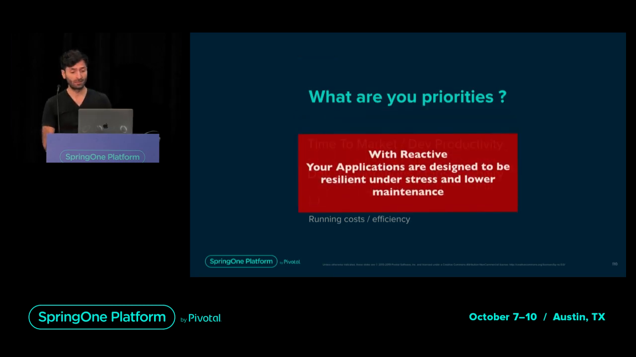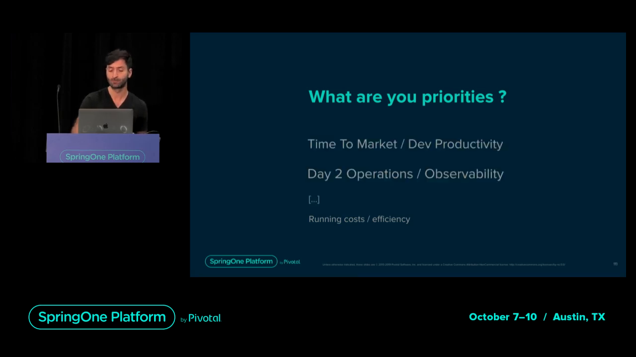About the other priority I explained about day 2 operation and observability, you are making applications that are resilient, so under stress, they are kind of self-managed. You don't have to have someone really on call in case there is an exception happening, ready to restart the application. So they are lower maintenance. And that's something as well to mention when you discuss the qualities of reactive programming.